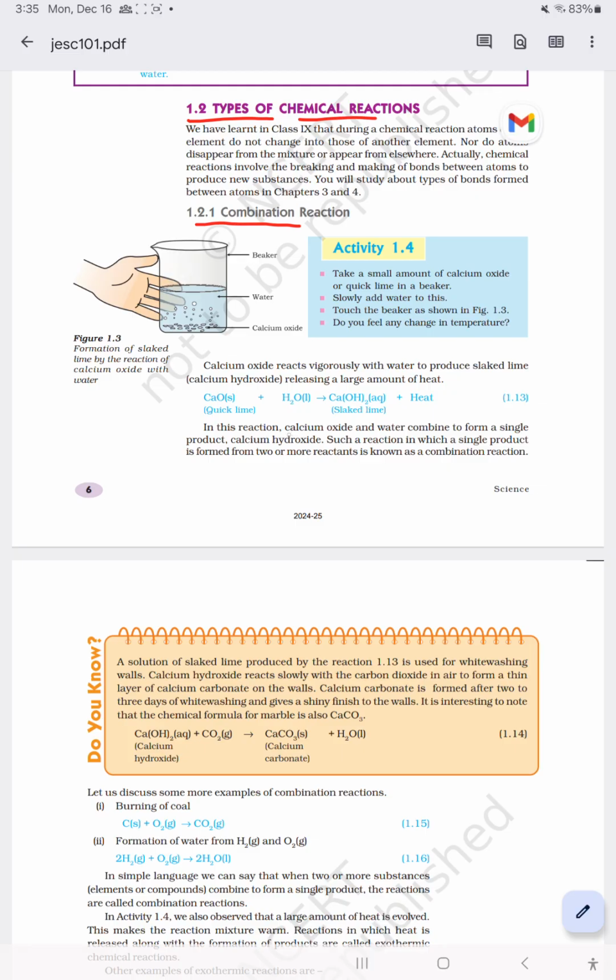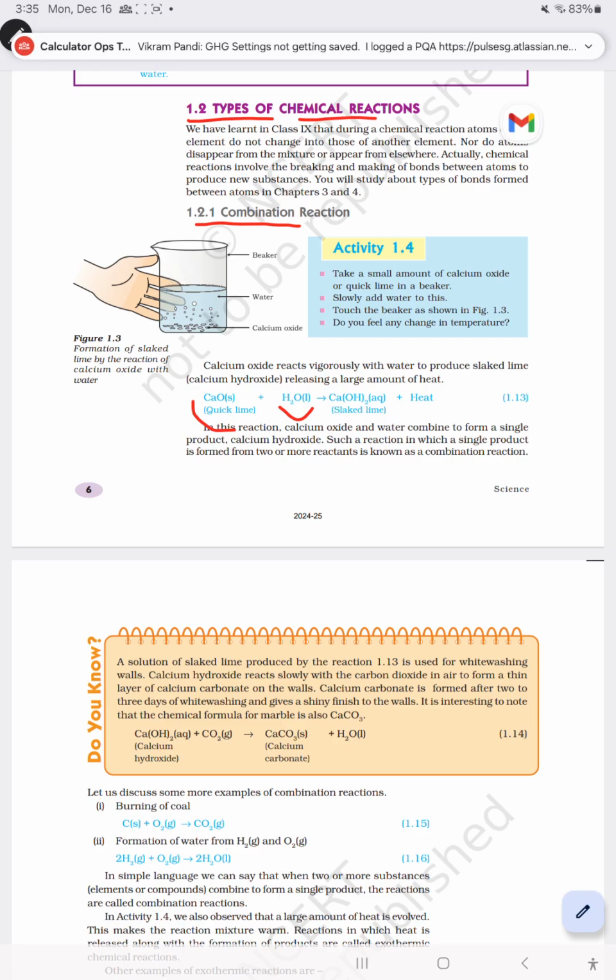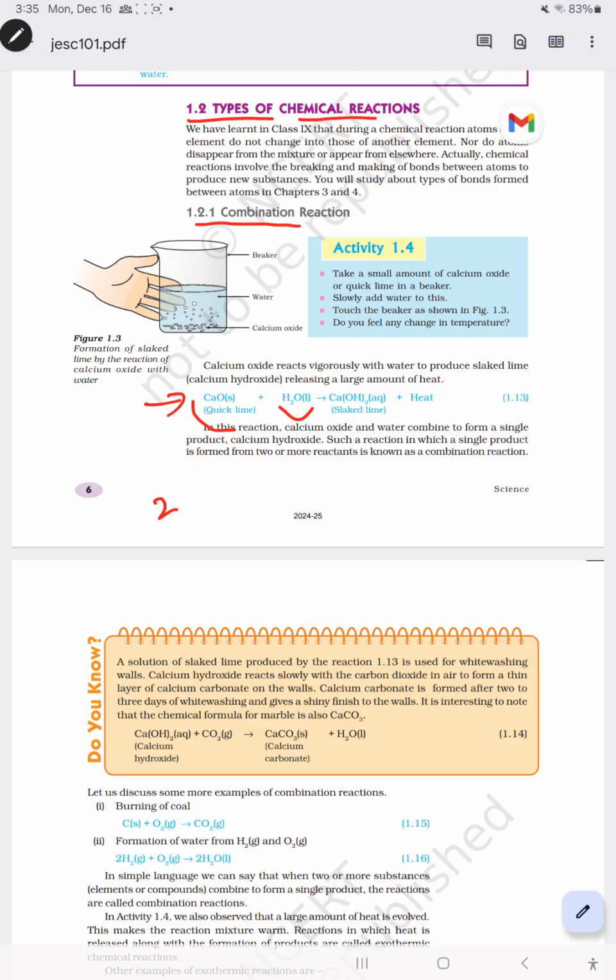So in a combination reaction, if you observe here, two different substances combine to form a single product. Please remember, two different substances combine with each other to form a single product. In this example, quicklime and water react to generate slaked lime, which is nothing but calcium hydroxide. This is a combination reaction.